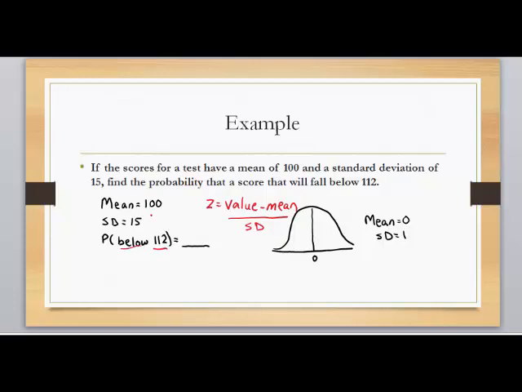Remember that the 112 is just a regular number, and the numbers that we get to mark off on this curve across the bottom are z-scores. So I can't just come to my curve and mark off 112. But what I can do is convert that 112 to a z-score first. And so that is going to be the first thing that I'm going to do.